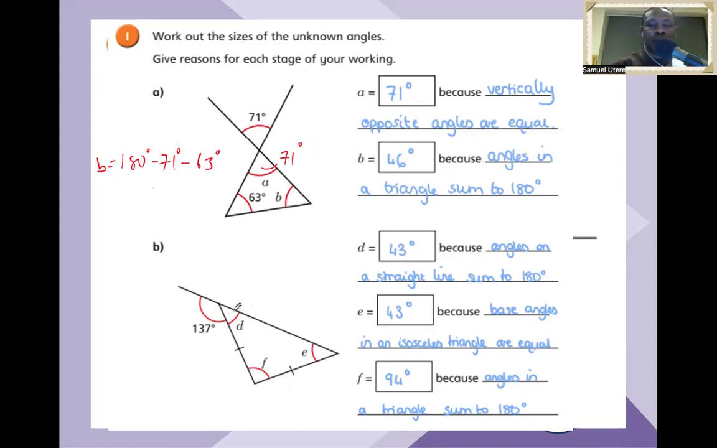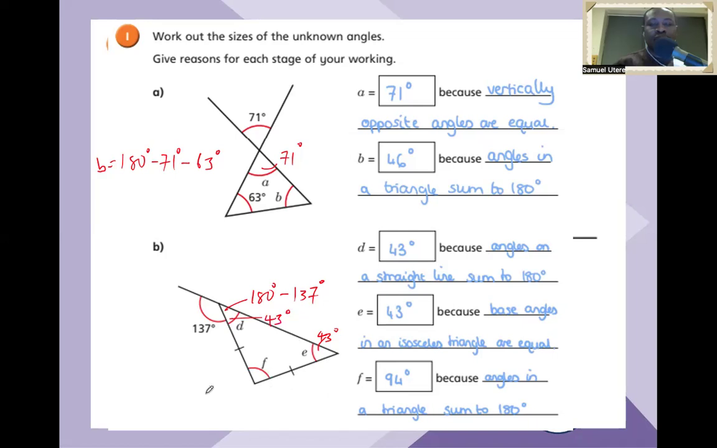So to get this, you simply do 180 degrees minus 137 degrees. Now that you know that this is 43 degrees, E will be 43 degrees. Why? Because angles in an isosceles triangle are equal. Base angles, not just angles, base angles in an isosceles triangle are equal. Now that you have that information, you know this will be 43 degrees, and this is also 43 degrees.